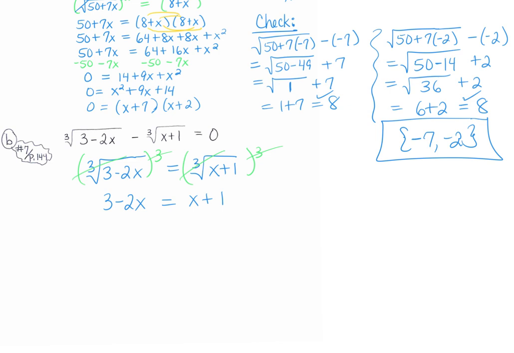What do you want to do? Put everything on one side, the left or the right? Okay, so I'm going to move everything to the right so the variable can be positive. So we're going to subtract 3 and add 2x. That's going to give us 0 equals x plus 2x is 3x, and then 1 minus 3 is negative 2. And so then we get 2 equals 3x. Divide both sides by 3, and you get x equals 2 over 3.